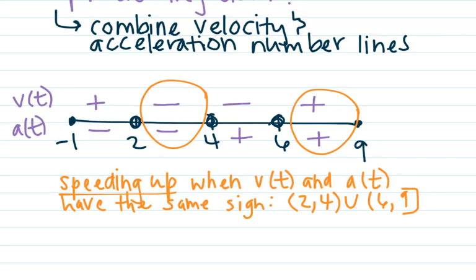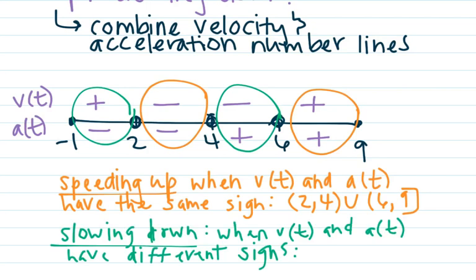So of course, slowing down is whenever they're different signs. It doesn't matter which is which, but anytime they're not the same sign for velocity and acceleration, that's what's causing it to slow down. Okay, so for this problem, that'll be from -1 to 2 and from 4 to 6. Ooh, that's a 6. Awesome.